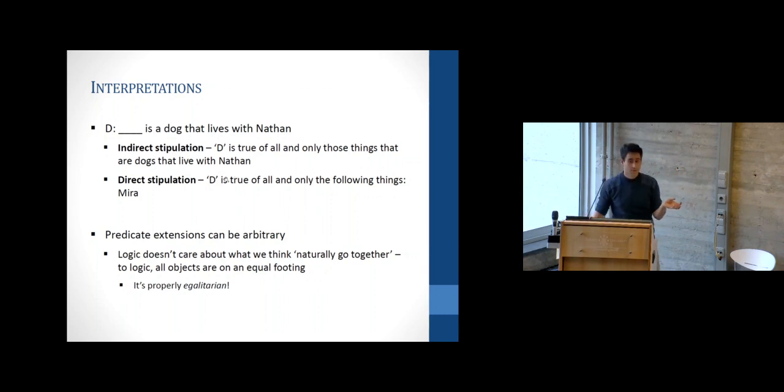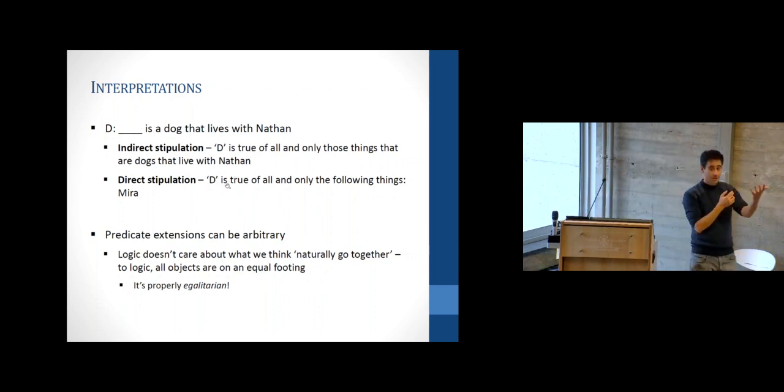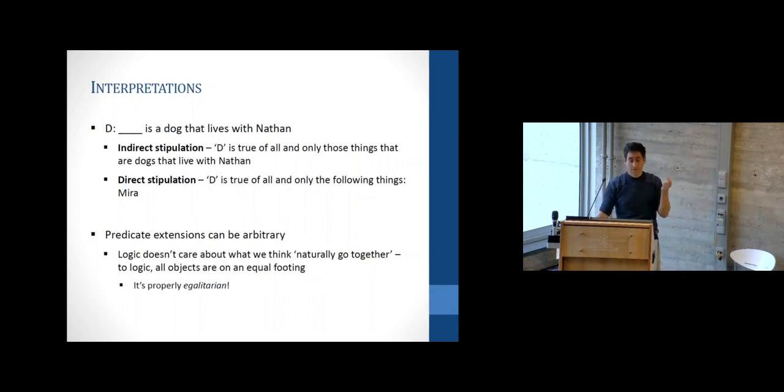A direct stipulation is, instead of giving some English description of the predicate, I'm just going to list all the things for which that predicate is true. So Nathan has one dog living with him named Mira. So a direct stipulation of D is just going to be the list with only the object Mira. Okay?